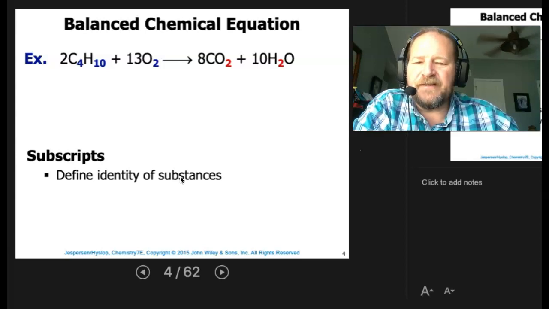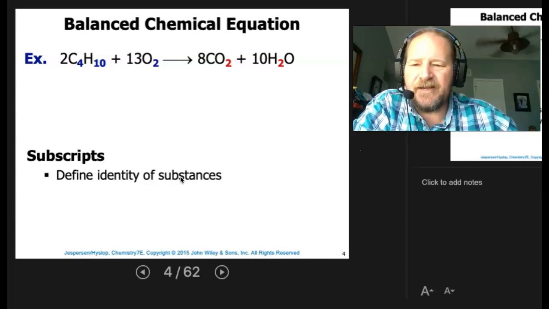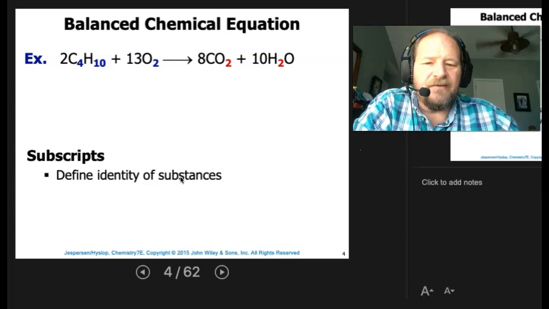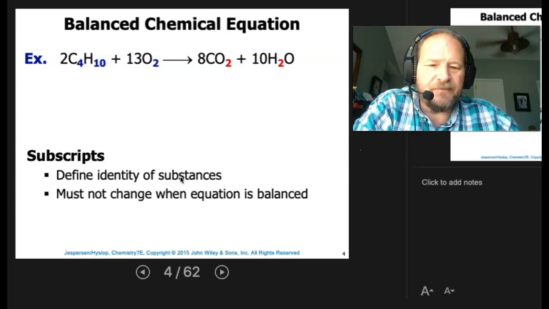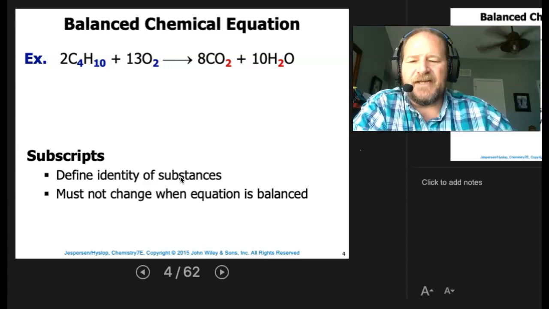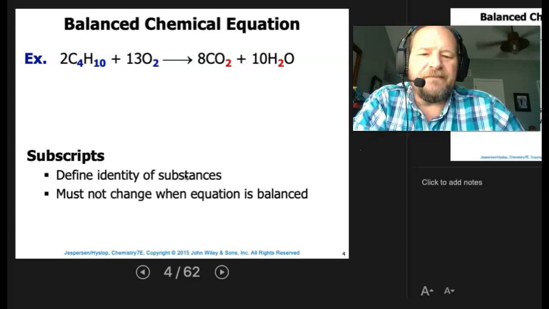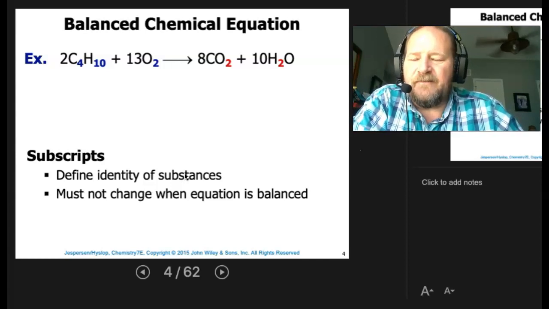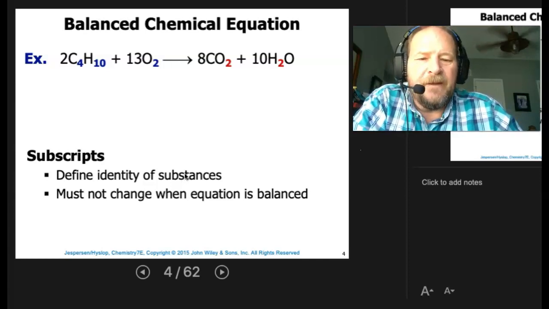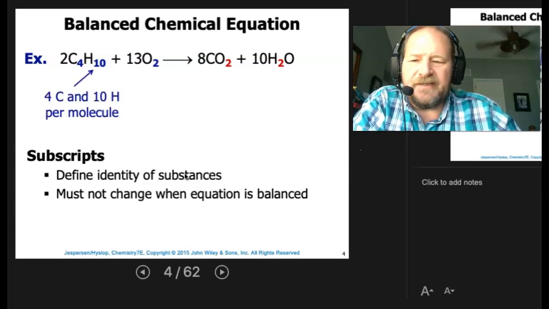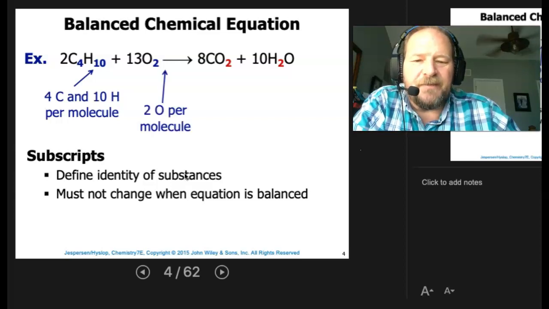All right, so our subscripts, they're going to define the identity of the substances. That's the ones in blue on the reactant side. We have the C4H10, the O2. Red on the product side, we have the CO2, H2O. Now, these must not change when the equation is balanced. So once we've agreed that we're taking methane, or in this case butane, and reacting it, then we can't touch those subscripts ever again, because if we do, then we're actually describing something completely different. So that means for this butane, you're always going to get 4 carbons and 10 hydrogens per molecule, and we're stuck with that molecule now.